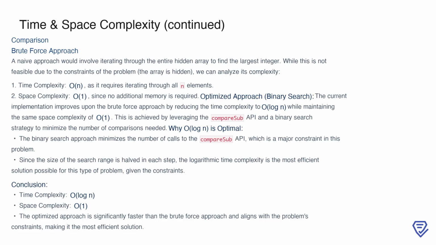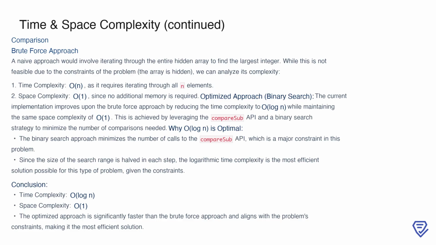In contrast, the optimized approach drastically reduces the time complexity to O(log n), by leveraging the binary search strategy and the CompareSub API to minimize the number of comparisons required. The key advantage of binary search is that it repeatedly halves the search range, which minimizes the number of CompareSub calls, a critical constraint in this problem.